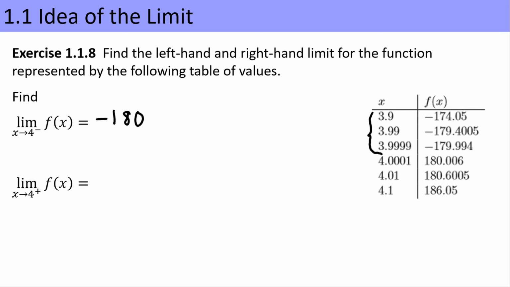and it appears that this function approaches negative 180. Now find the limit as x approaches 4 from the right, which means we're going to go from values larger than 4, such as 4.1, and decrease progressively until we get very close to 4. And in this table, we see that the limit as x approaches 4 from the right of f of x is 180.